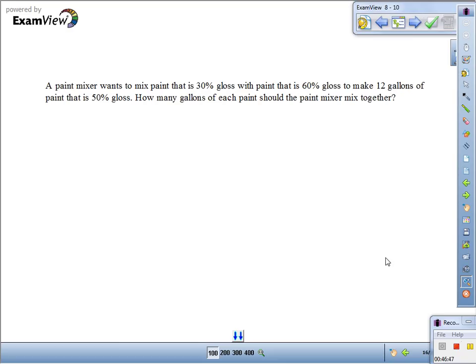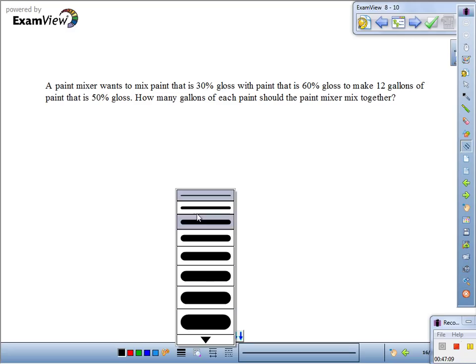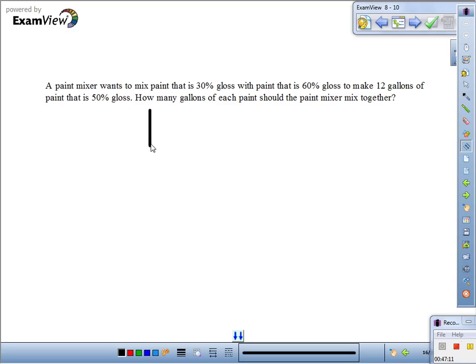All right. Sorry. So therefore, this one says, paint mixer wants to mix 30% gloss with 60% gloss to make 12 gallons of paint that is 50% gloss. How many gallons of each should the painter mix? You already did your setup right now, right? Right, Julian? Very good. So since I gave you a head start, let's see. You should have done 3 lines down, 2 across.